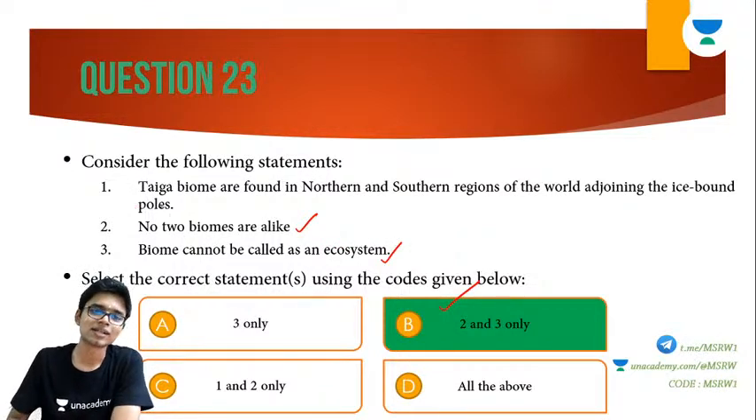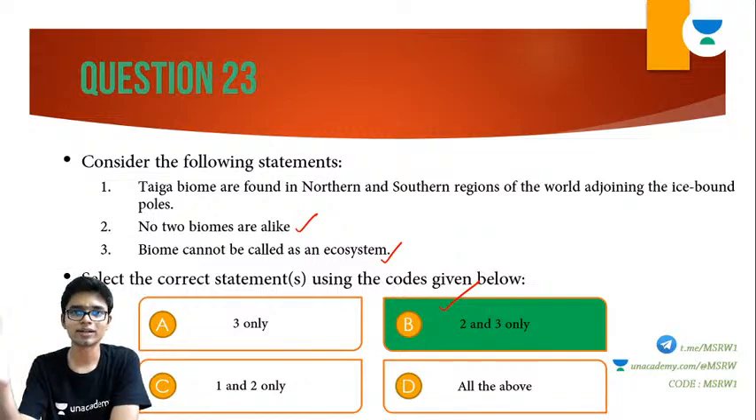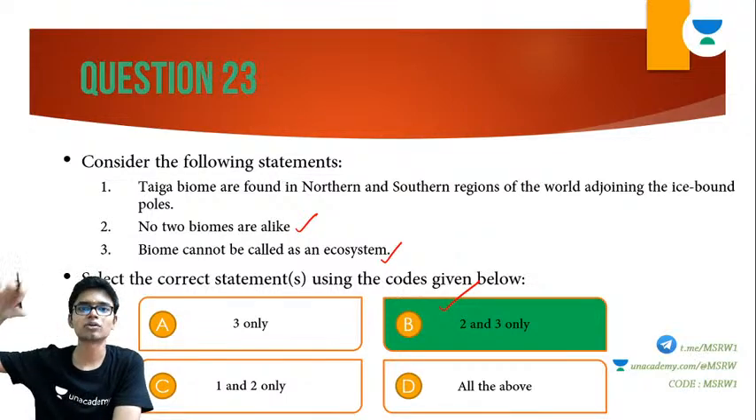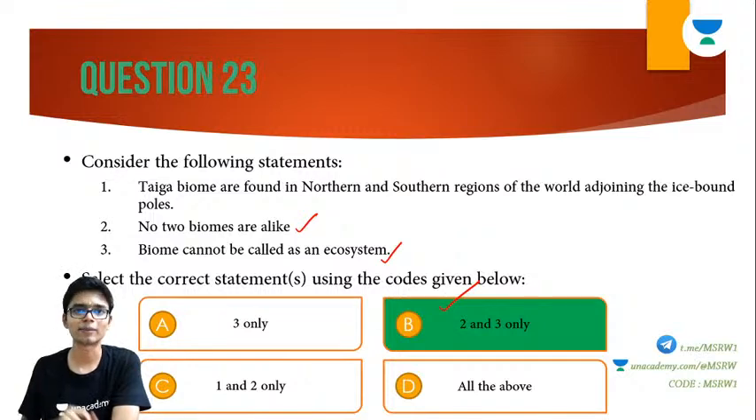Number 1, look at this. Taiga biomes are found in northern and southern regions of the world adjoining ice-bound poles. We know what a taiga is. It is adjacent to the tundra type of climate. In the northern hemisphere, we have plenty of land adjacent to the poles, for example Russia, Canada, USA, the Alaska part of USA. These are all nearer to the poles. So plenty of land areas are there to have a taiga kind of climate. But in the southern hemisphere, is that the case?